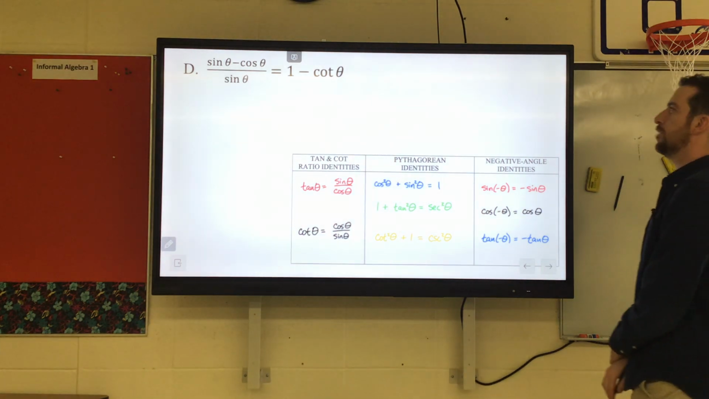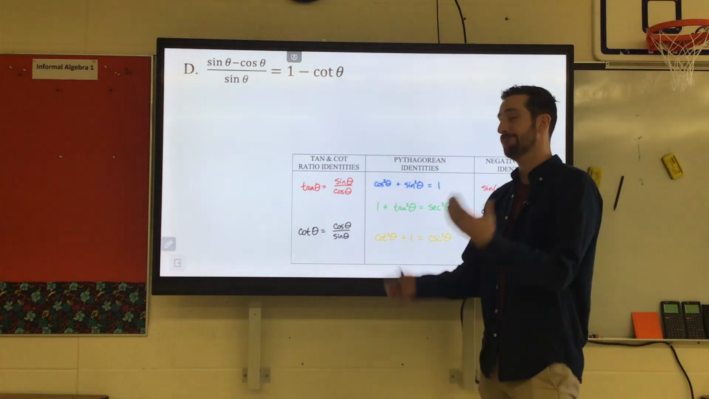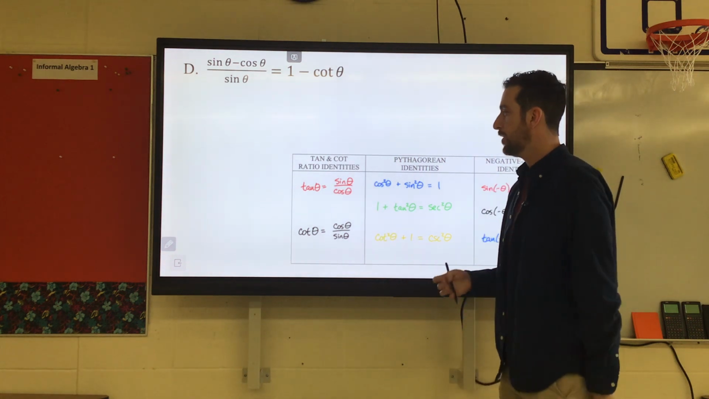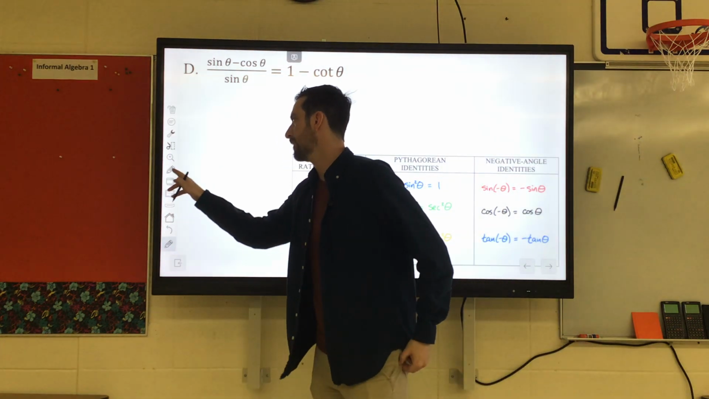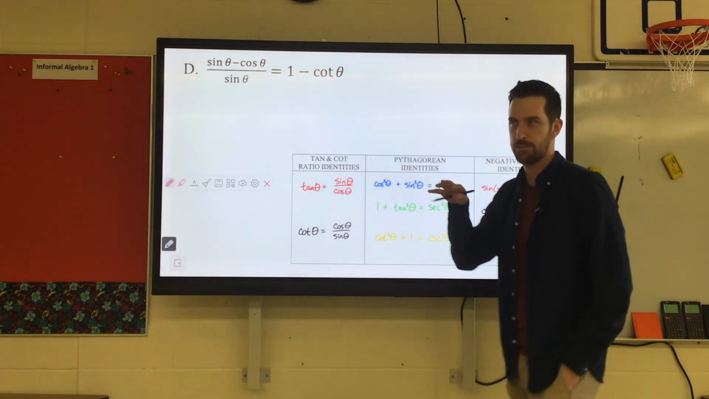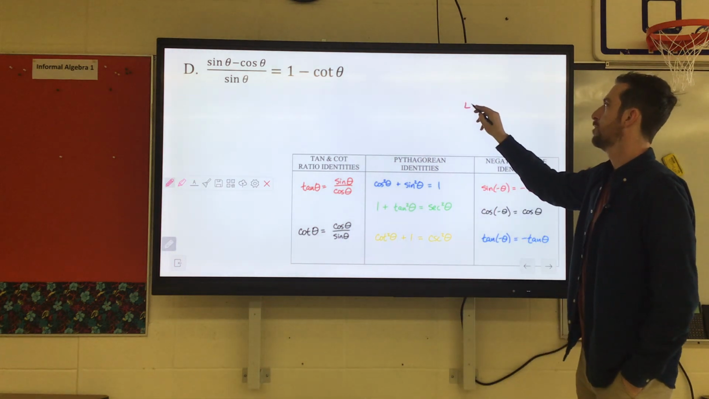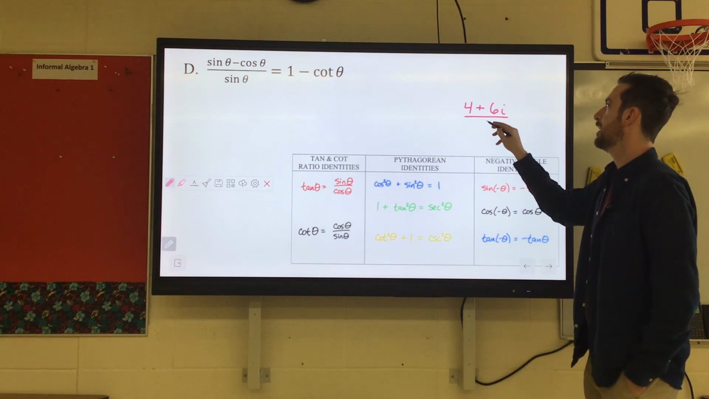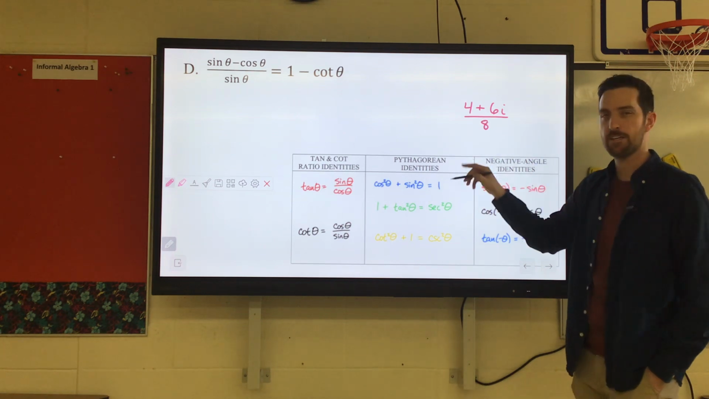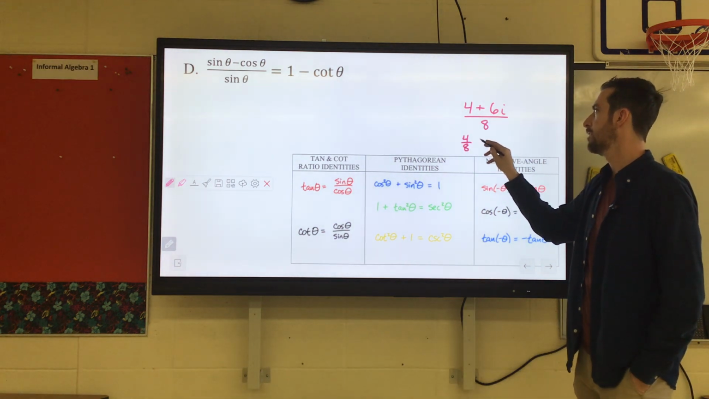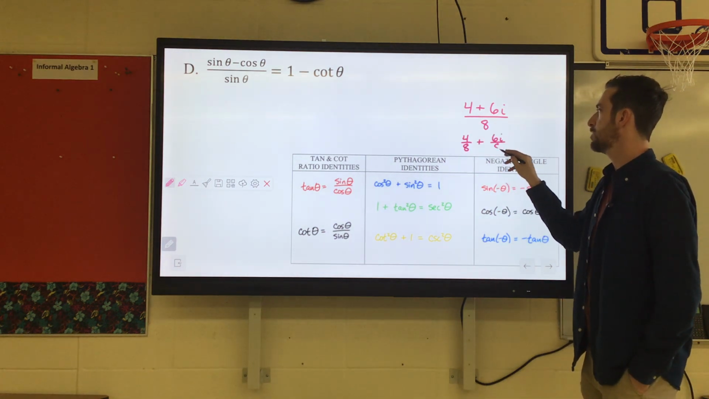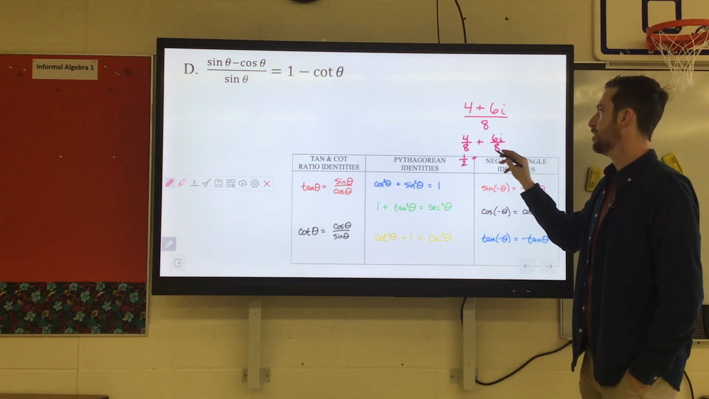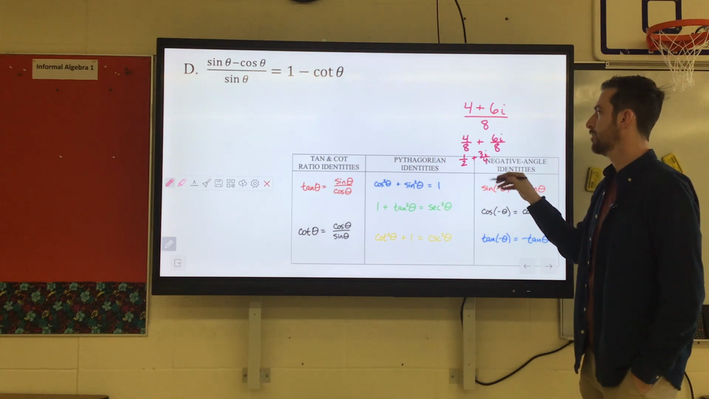Sine minus cosine over sine equals 1 minus cotangent. I don't know. Here's what we can try. When we were doing our imaginary number system, if you had like 4 plus 6i over 8, you could split that into two fractions. They could both have the denominator of 8, because that'll simplify differently. Like 4 over 8 would be 1/2. 6i over 8 would be 3i over 4. So we could do that same thing here.